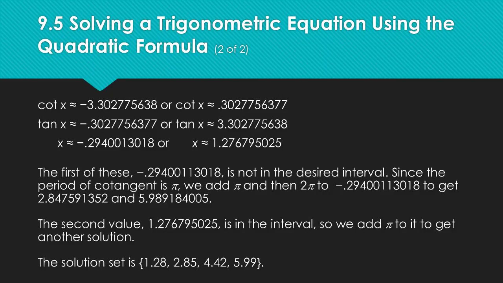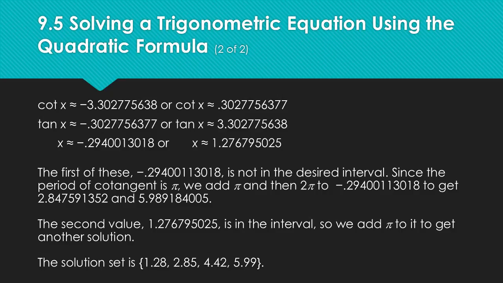You might be saying, well, where did they get that? They did 1 over the cotangent, because that's what the tangent is. And then they did secant tangent of that. You can kind of wrap that all up and do it in one step by doing secant tangent 1 divided by, and then doing the cotangent. Now, the first of these is not in the desired interval. Okay, what does that mean?